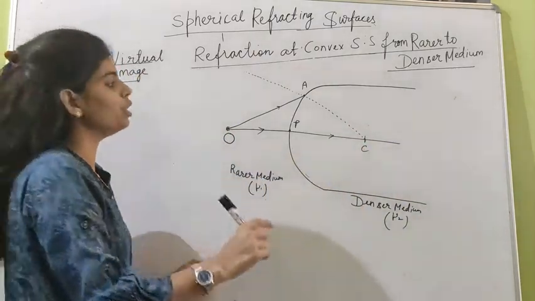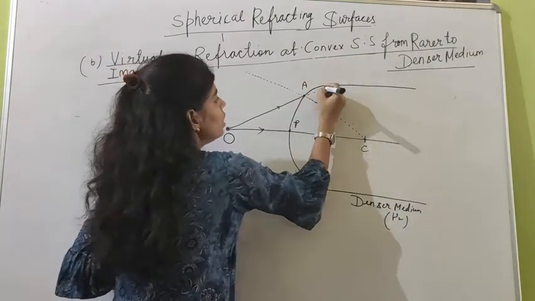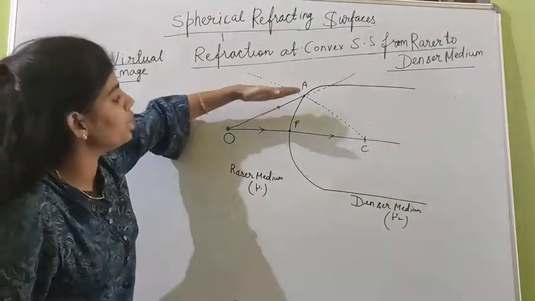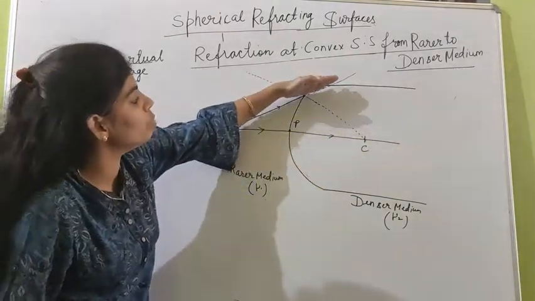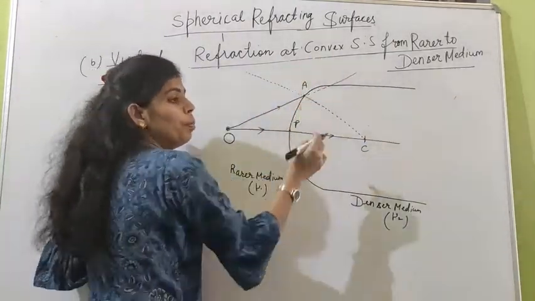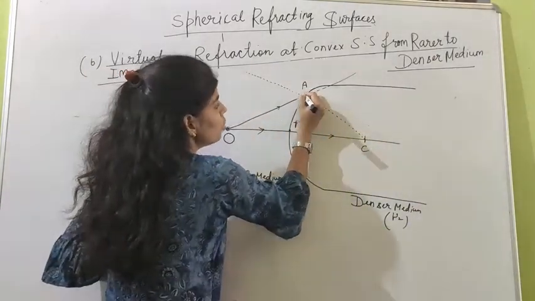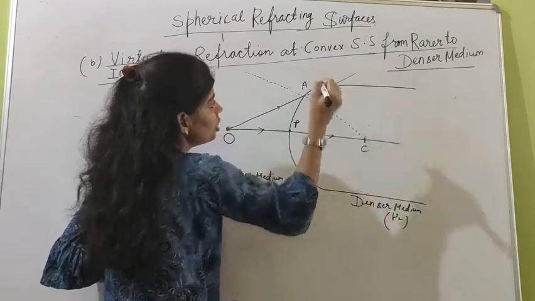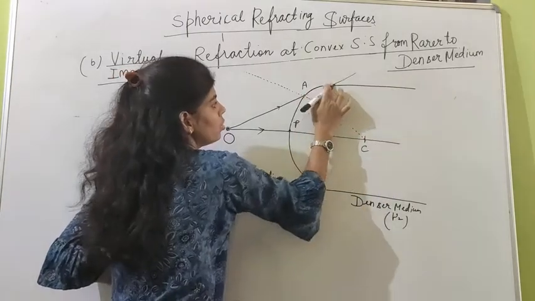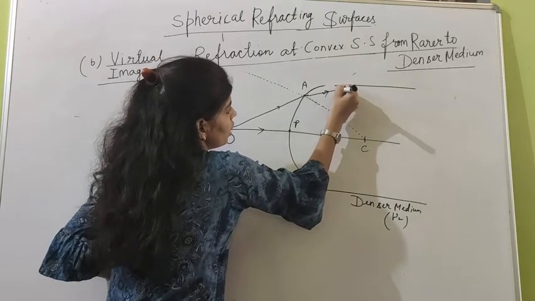As I have told you in the earlier video, this would be its original path, but as the ray is traveling from rarer medium to the denser medium, it will bend towards the normal, and in this case its degree of bending would be less. That means it would bend this much. So it will not go along this path, but it will go like this, A, B.